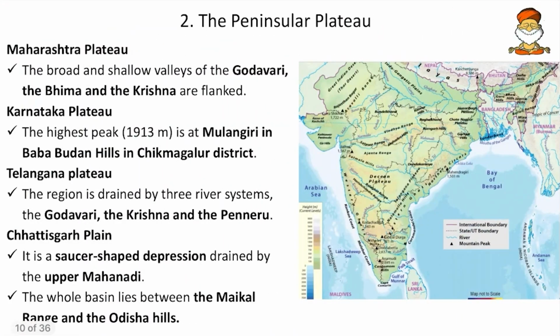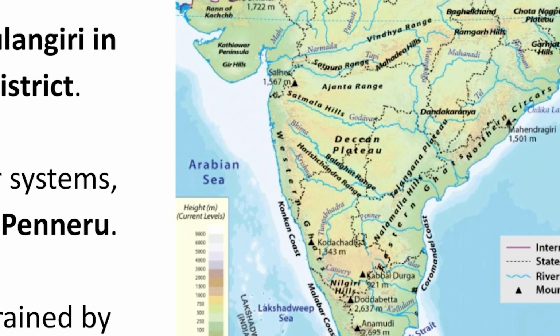And then come to next, Maharashtra Plateau. So the broad and shallow valleys of Godavari, Bhima and Krishna are flanked. So here Maharashtrian Plateau, so all these they come under here. So here we can see Bhima, Krishna river, Godavari river and all those.